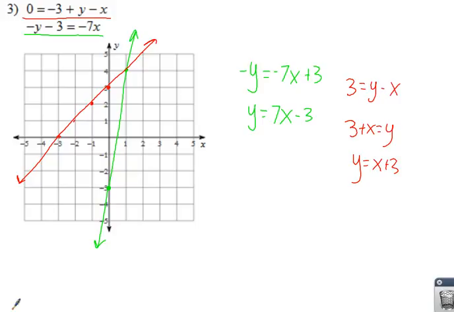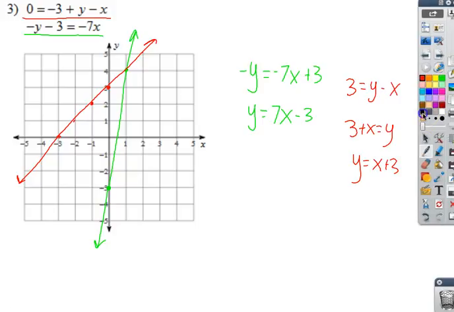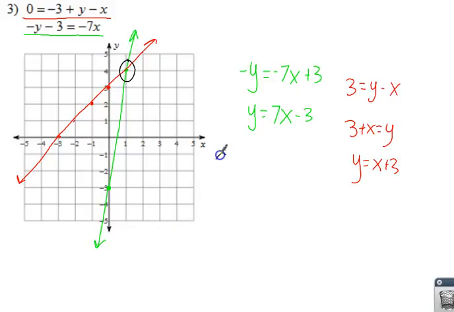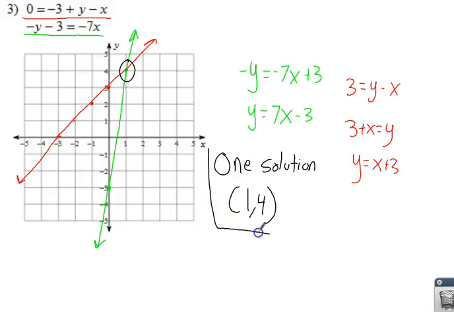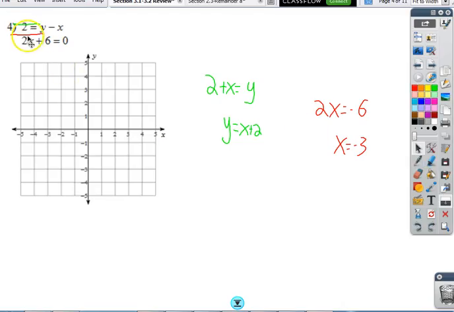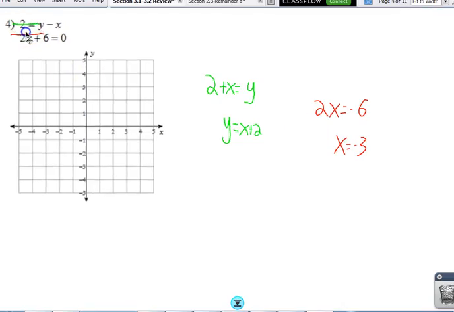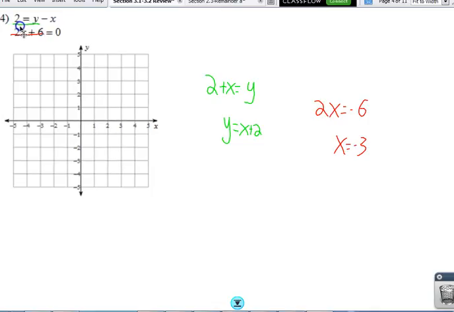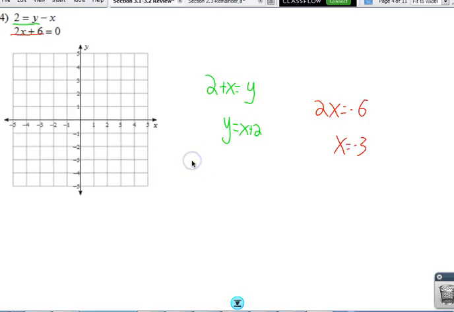Now, the question is, what's my solution here? I've got one solution, and it's right there. So my one solution, and luckily for us, it happens at a coordinate that I can graph and look at. And it's a coordinate that's a whole number. There's my solution. It's one solution, and it's where they intersect. Huzzah!